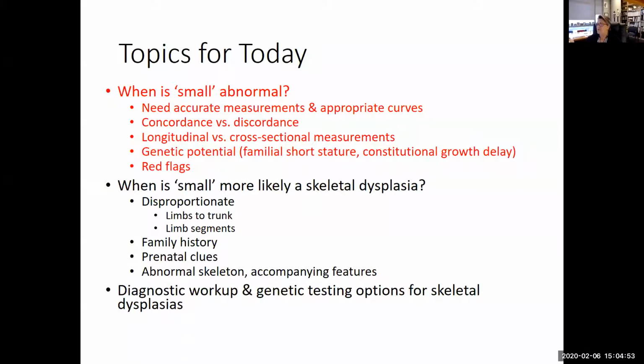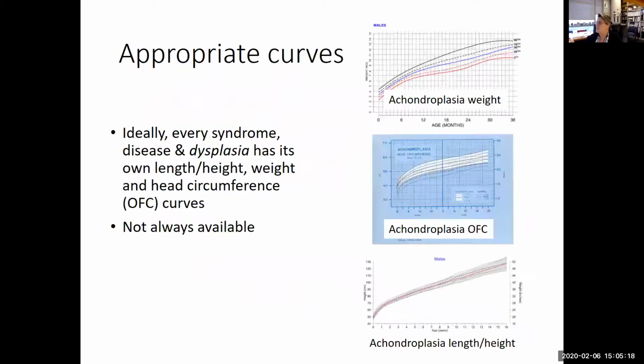So we're going to start off with the very basic question, when is small abnormal? And these are the key take-homes out of this section, that we need accurate measurements and appropriate curves. I'm going to talk about discordance and concordance in measurements, the pros and cons of longitudinal over cross-sectional measurements, genetic potential, and we're going to hit on the two biggies there, familial short stature and constitutional growth delay, and then some basic red flags.